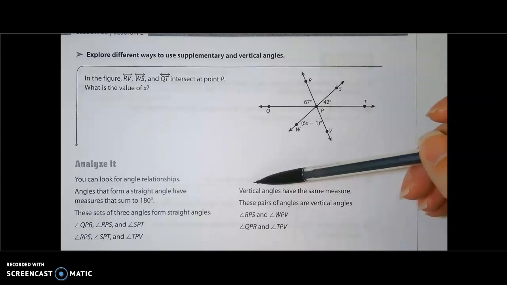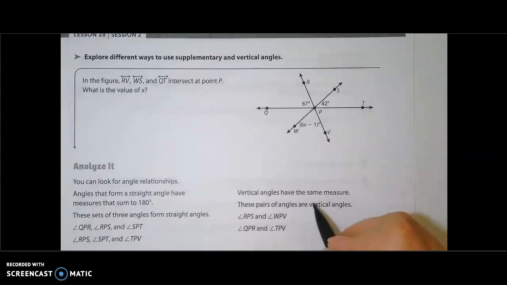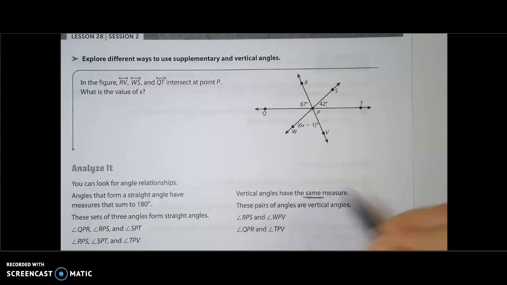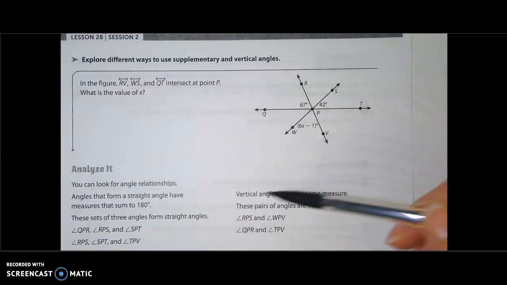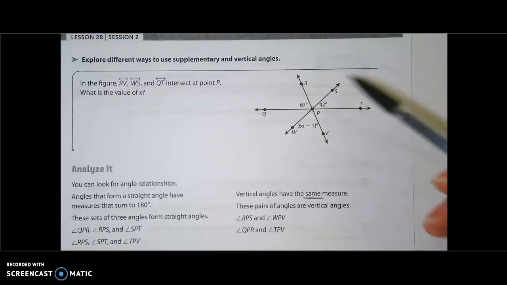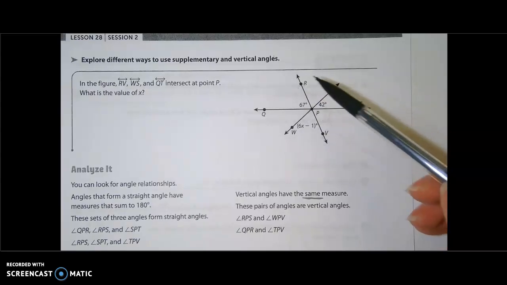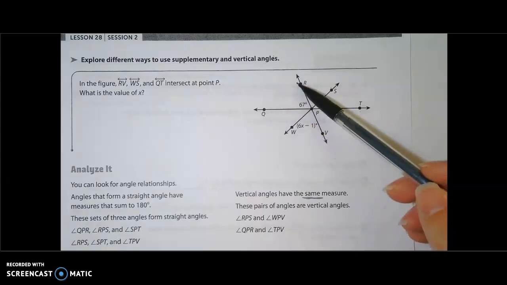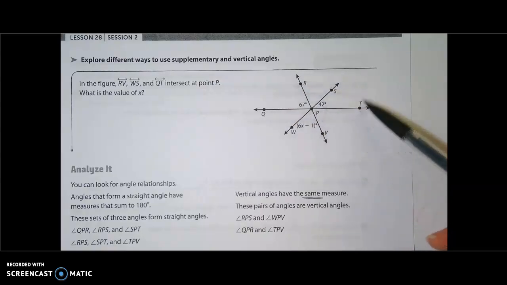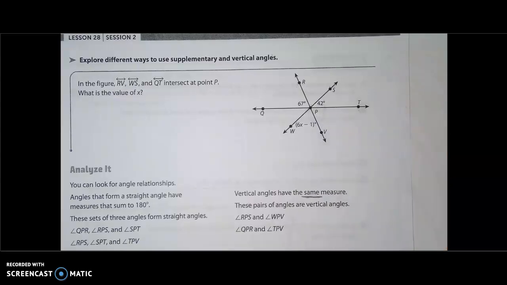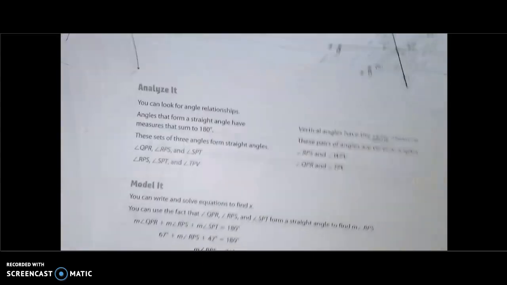We also have that vertical angles have the same measure, and that's important. So these pairs of angles are vertical angles. And so we have RPS with WPV and QPR with TPV. All right, so in our lesson today, we are going to really hone in on why vertical angles are equal. And we're going to show that in a lot of different ways.